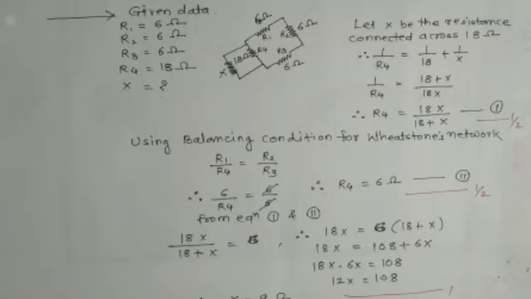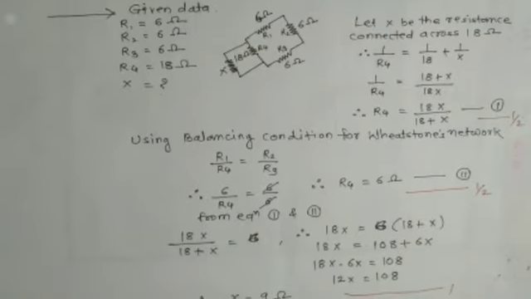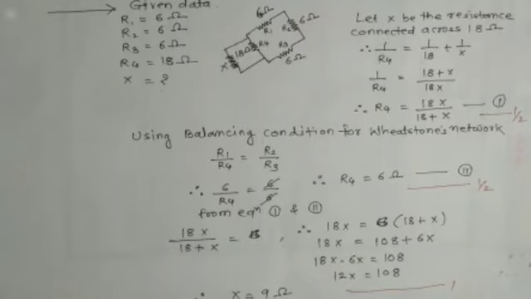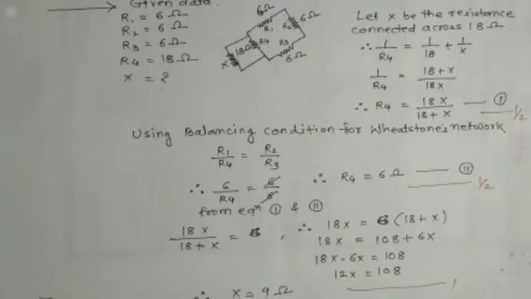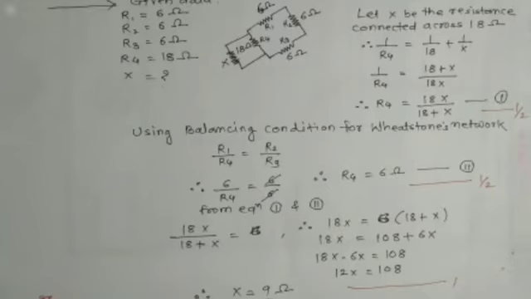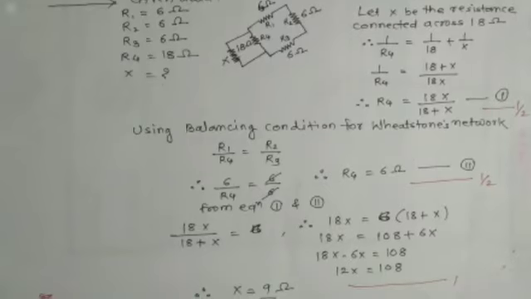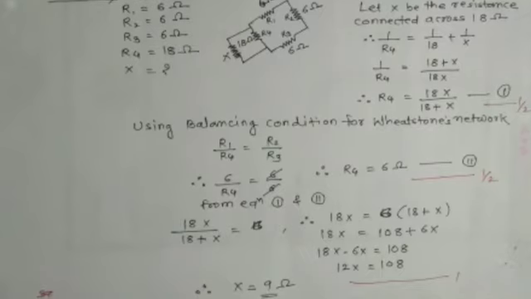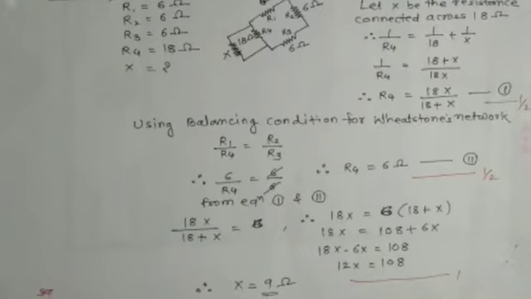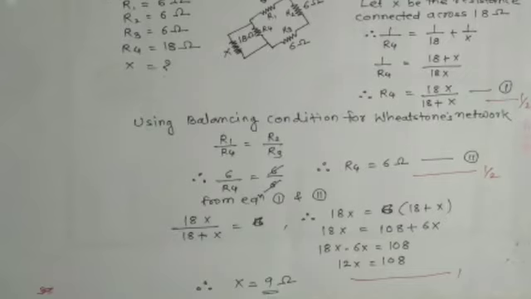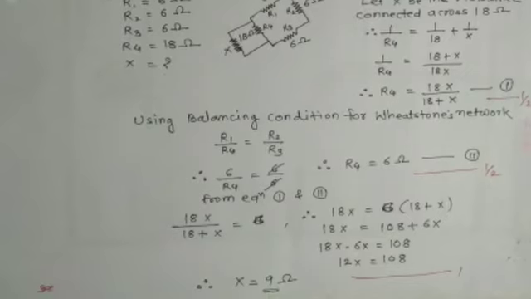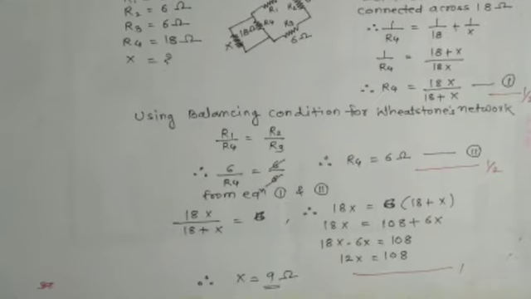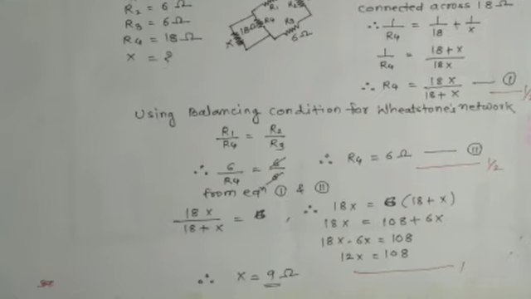For the balancing condition, we can take R1 upon R4 is equal to R2 upon R3. Substitute the values, 6 gets cancelled, so R4 is equal to 6 ohm. From equation 1 and equation 2, they are equalized, so we can find the value of x, and the value of x is 9 ohm. That is the answer for the given question.